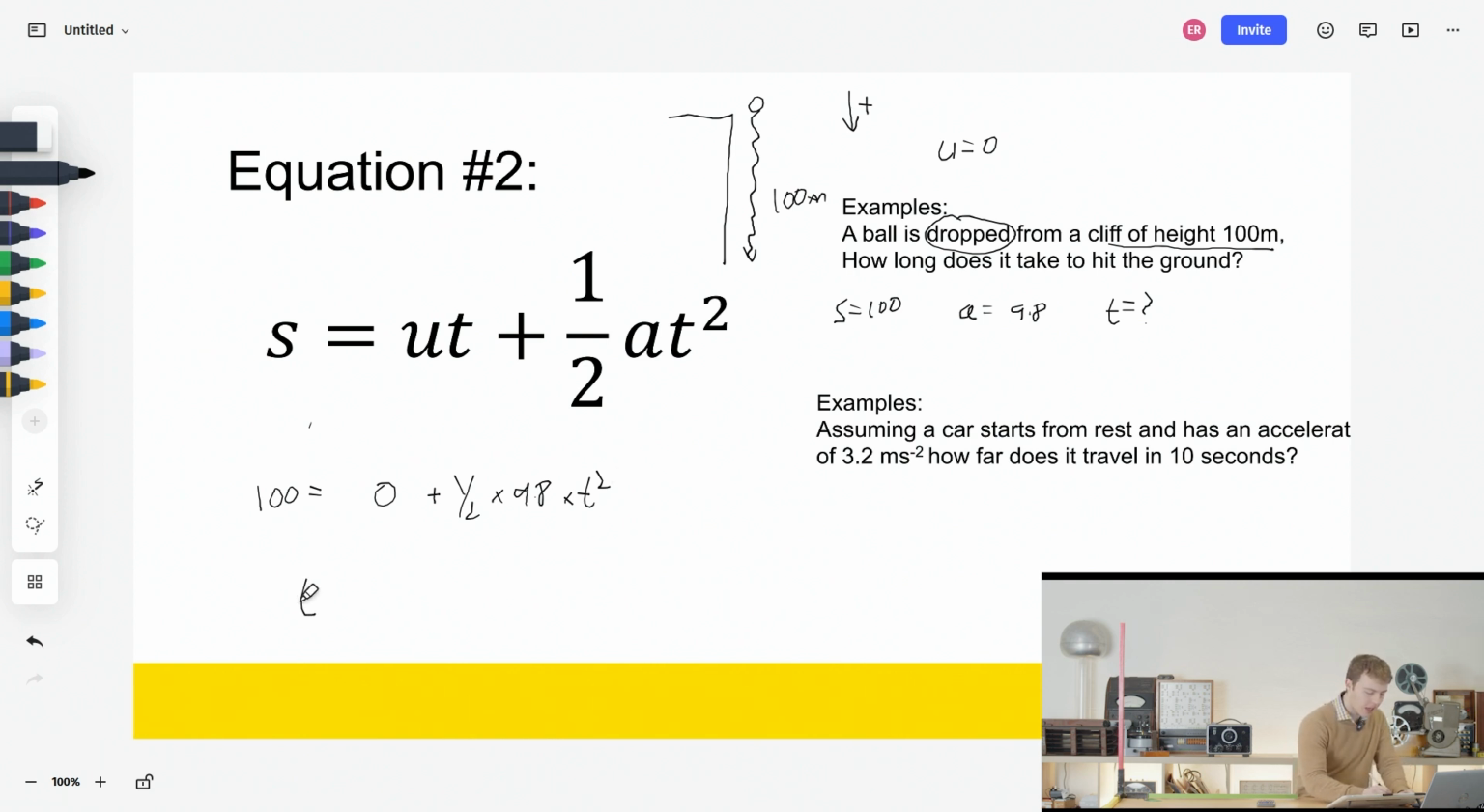Okay, so t squared is equal to 100 times 2, because we divide by 1/2, divided by 9.8. And that means t is equal to the square root of that, which will be some number. Let's see.